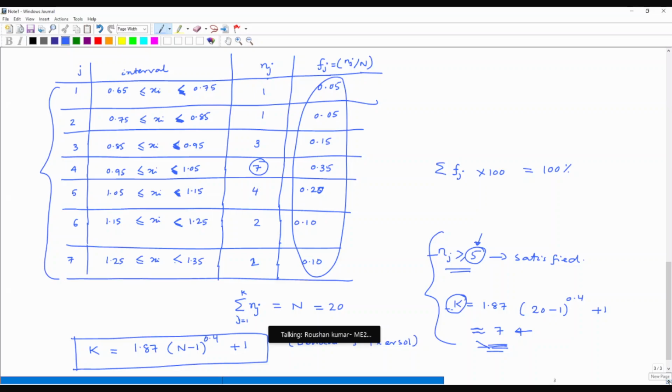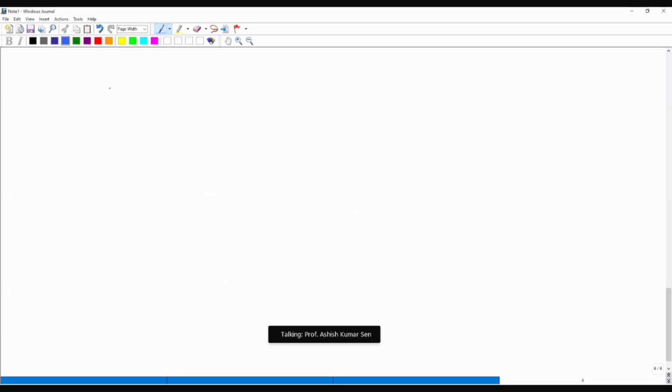Yes, sir. Okay. So with this data now, we have 7 different intervals. We can construct a histogram, which we will do now. So let's say we have 0.55, 65, 75.